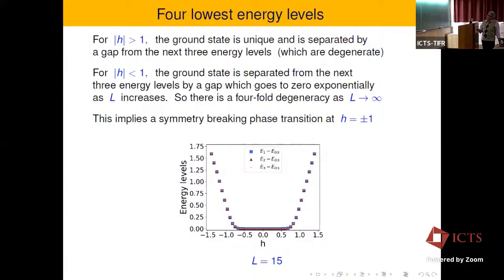Okay, so the next thing, let me show you are the 4 lowest energy levels. So the ground state and the first 3 excited states. So for h less than -1 or more than 1, the ground state is unique and is separated by a gap from the next 3 energy levels which are degenerate. So this comes from what I said earlier, that 3/4 of the states have a degeneracy and 1/4 of the states don't have a degeneracy.